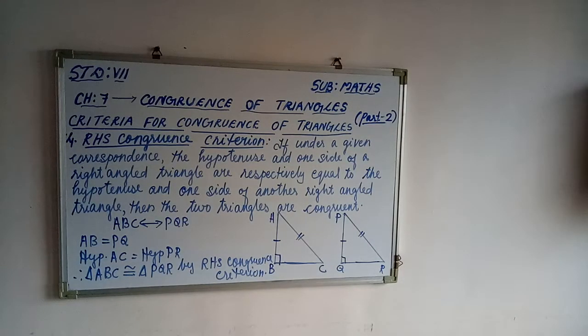So the criteria for congruence of triangles we have completed. First one, SSS Congruence Criterion, that is side, side, side. Then SAS, two sides and the included angle. Next one, ASA, two angles and the included side. Last one, for the congruence of only right-angled triangles, that is the RHS Congruence Criterion. So now we are going to solve Exercise 7.2, which is based on these congruence criteria.